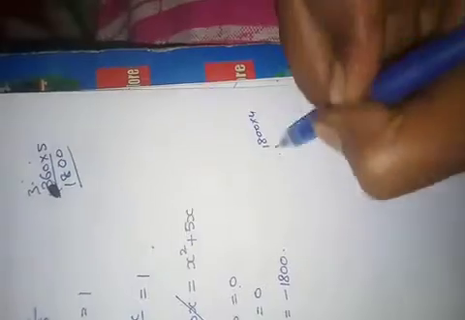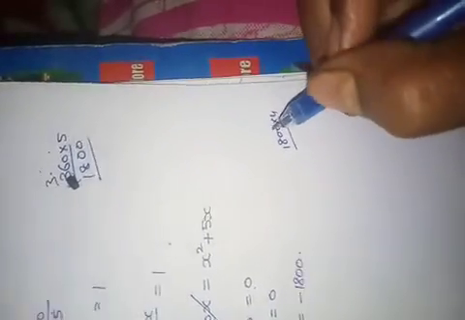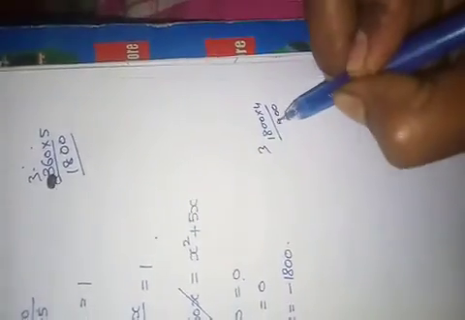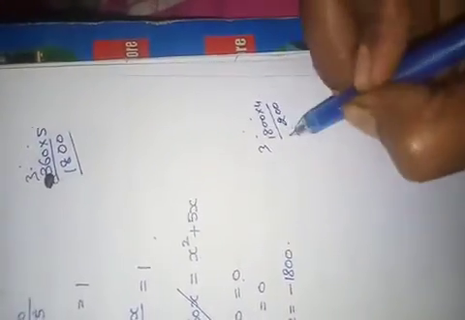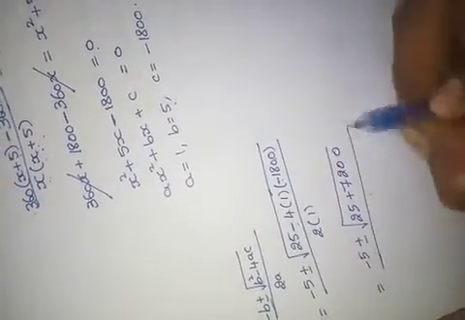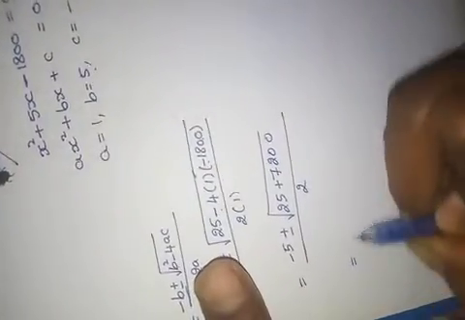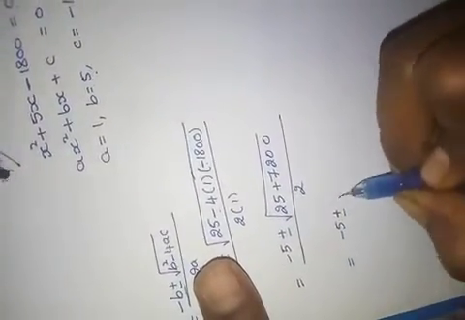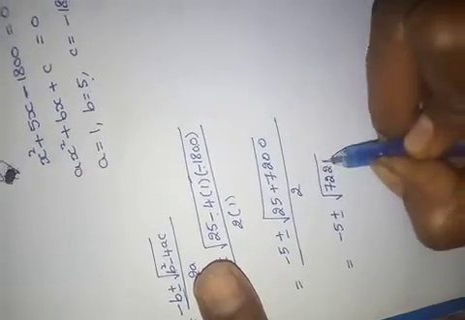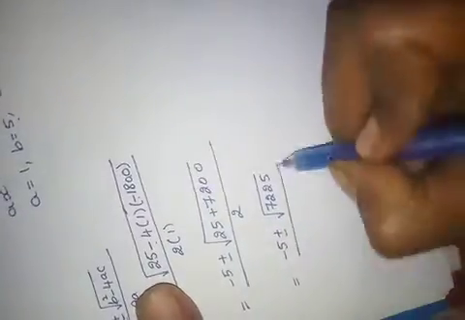1800 into 4. 8 3s are 24, 8 4s are 32, 4 1s are 4, 5, 6, 7: 7200, divided by 2. See again, solve this. Minus 5 plus or minus, add these both: 7225. 25 here, zeros are there. 7225 by 2.